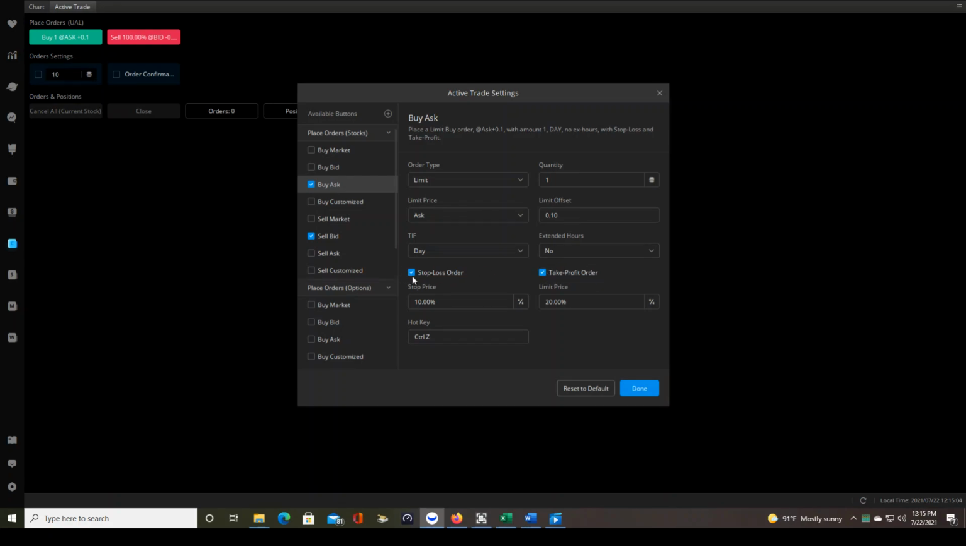Now, the stop loss I have set to 10%. Even though this is showing a positive 10%, the negative is built into the fact that it's a stop loss, a stop price. So it's not going to throw the stop loss order up 10% above your entry price. It's going to place it 10% below. The limit price is automatically a positive entry. So that is going to go up with this setting 20% above my entry.